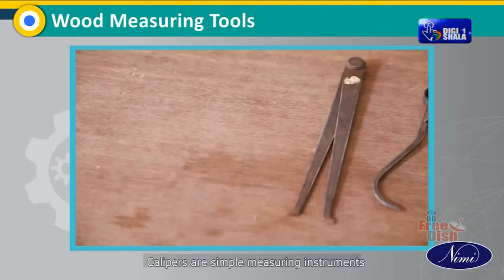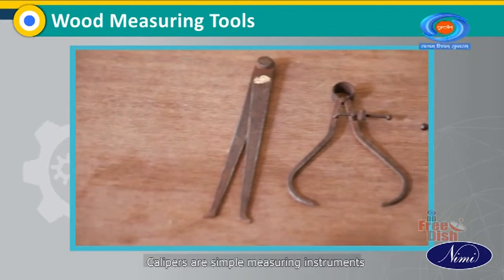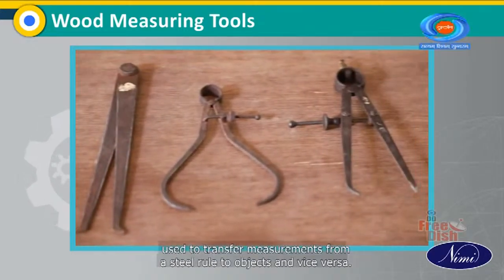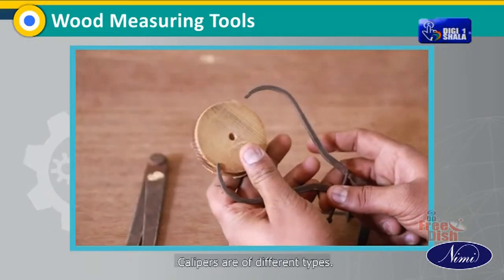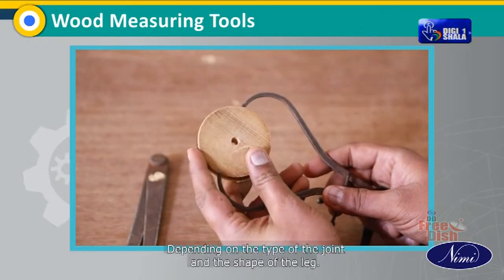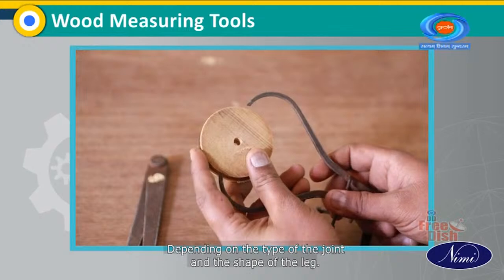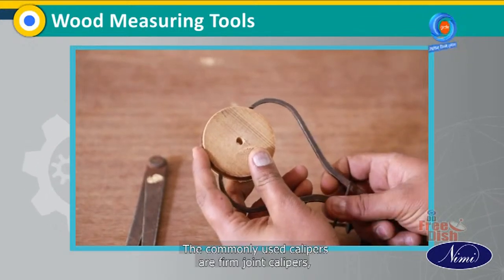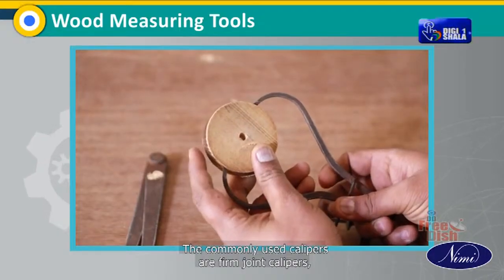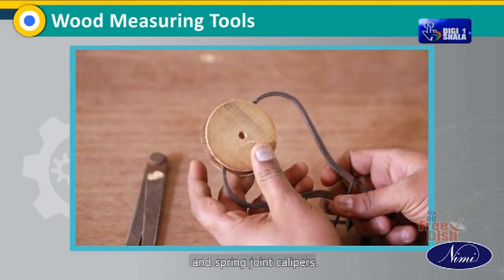Calipers. Calipers are simple measuring instruments used to transfer measurements from a steel rule to objects and vice versa. Calipers are of different types depending on the type of the joint and the shape of the leg. Types of joints. The commonly used calipers are firm joint calipers and spring joint calipers.